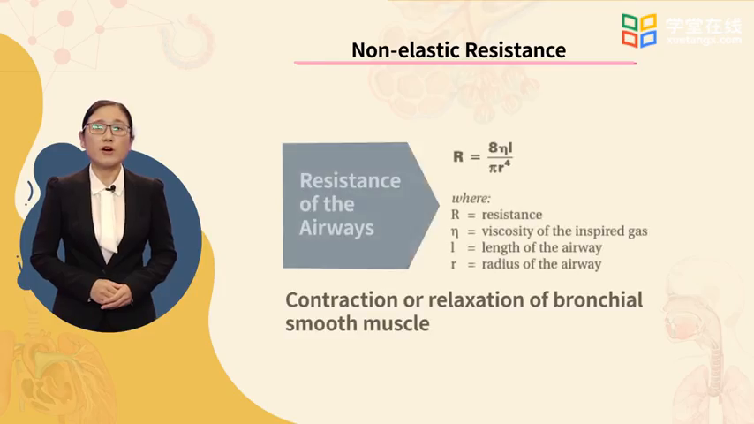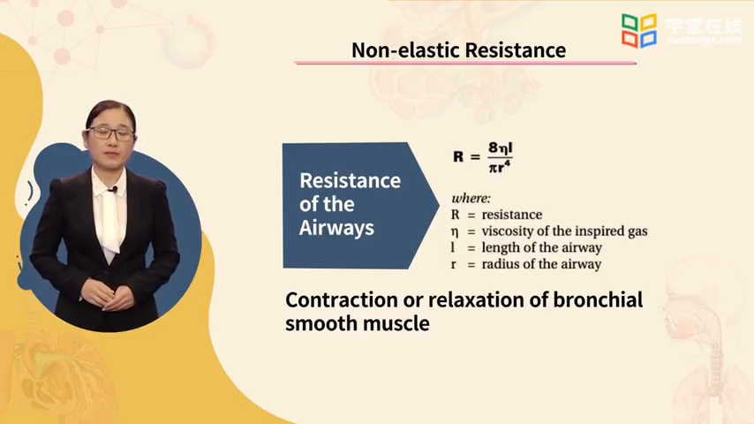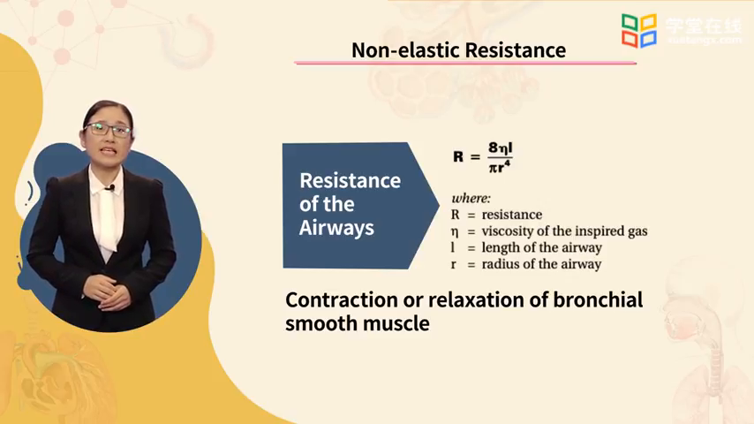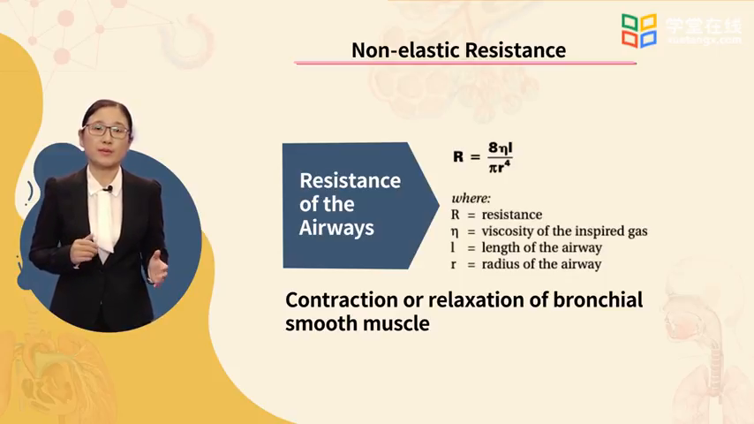The non-elastic resistance complies with the physical principle. The formula is the same we used in the cardiovascular system. The important factor is the radius of the airway. The airway resistance is negatively related to the fourth power of the radius. So a little change in the radius will cause a dramatic change in resistance, and this is determined by the contraction or relaxation of bronchial smooth muscle.